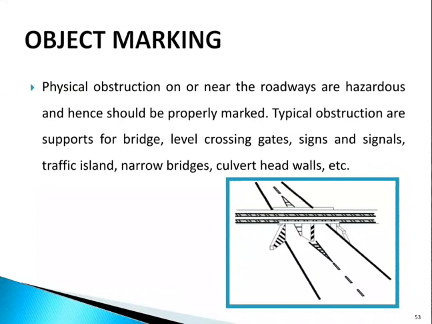Next is object marking. Physical obstruction on or near the roadways are hazardous and hence should be properly marked. Typically, obstructions are supports for bridge, level crossing gates, signs and signals, traffic islands, narrow bridge, culvert head walls, etc.